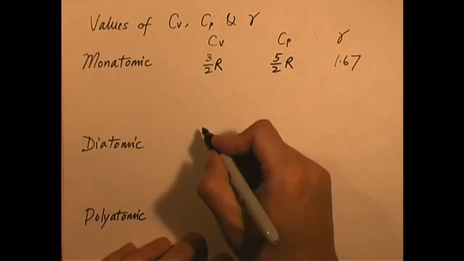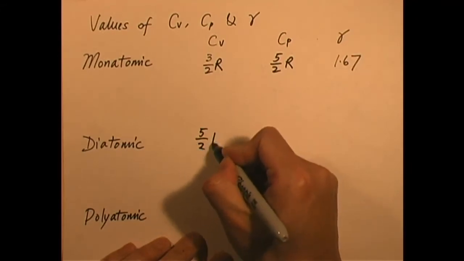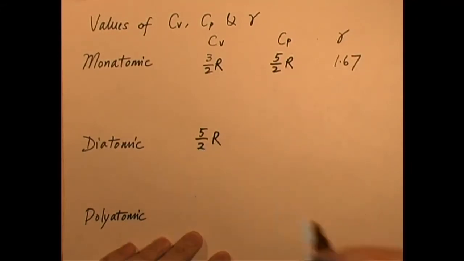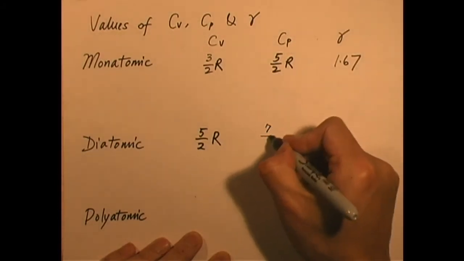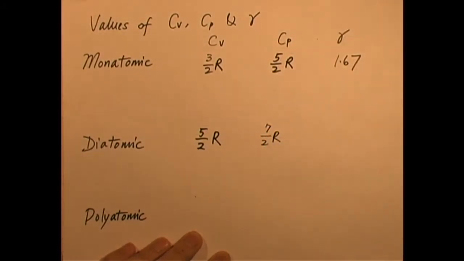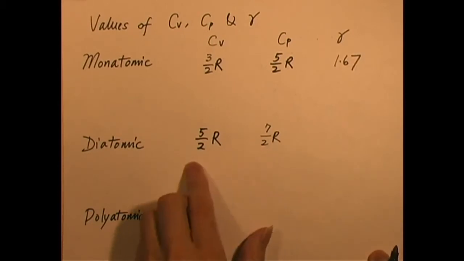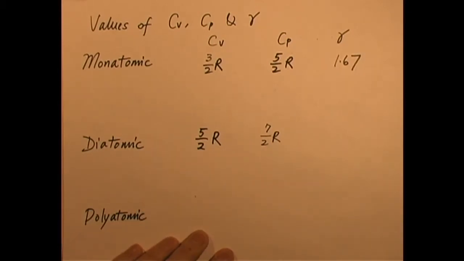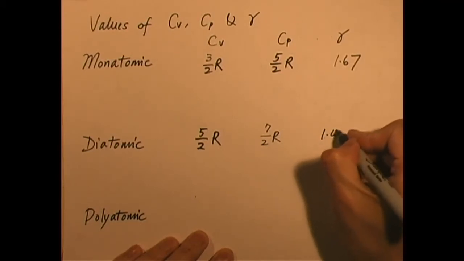For diatomic, Cv itself is 5 over 2R. At room temperature, we do not consider vibration degrees of freedom. Cp is always Cv plus R, so that's 7 over 2R. And therefore, the gamma value is 7 over 2 divided by 5 over 2. That's 7 over 5, and the answer is 1.40.